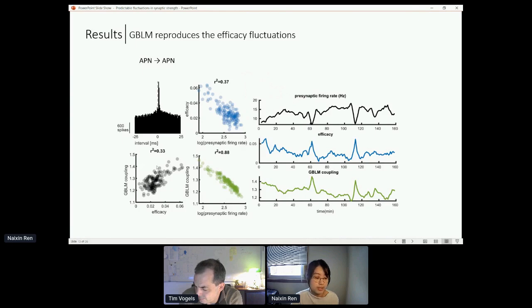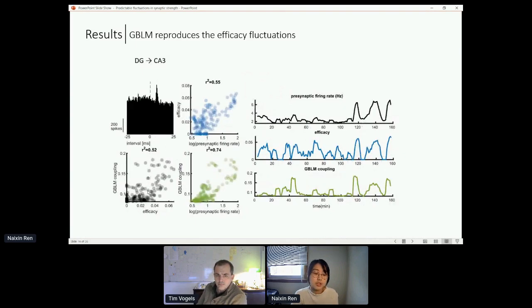And here, this black scatter plot is between GBLM coupling and efficacy. And we can see GBLM coupling is able to reproduce fluctuation in efficacy. And here shows an example of a facilitation case. And we can see, again, GBLM is able to reproduce this facilitation kind of relationship between efficacy and log firing rate. And again, GBLM coupling is able to capture the fluctuation in efficacy.